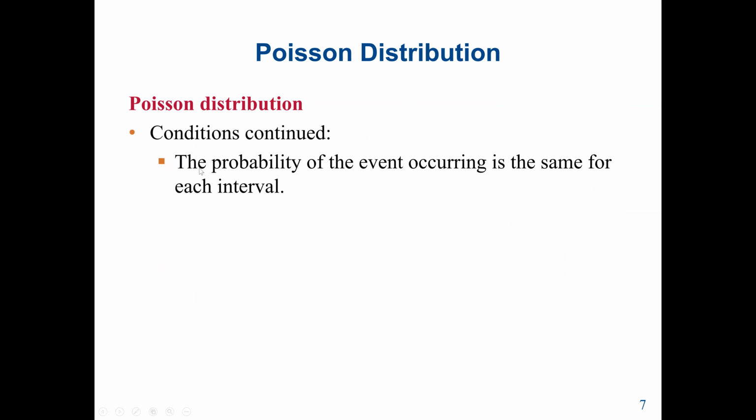One of the conditions is that the probability of the event occurring is the same for each interval. Same concept as, again, the geometric distribution. The probability of the items occurring, the tries, they are independent, and also they are the same for any number of tries. In Poisson, we normally deal with a period, an interval. So here we say the probability of the event occurring is the same for each interval, as in geometric, we say the probability of each try is the same.